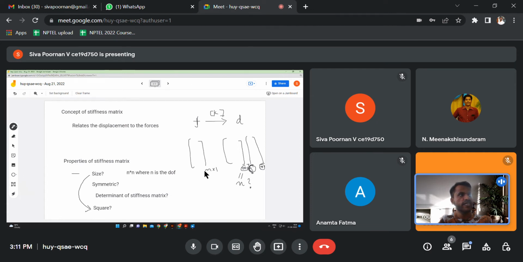This should be n, from the understanding that it should be able to be multiplied with the displacement of the degrees of freedom, which is nothing but equal to the degrees of freedom itself, right? At every degree of freedom, we can have a displacement. Therefore, this is n, where n is the degree of freedom. So this should also be n. But why should this m be equal to n?